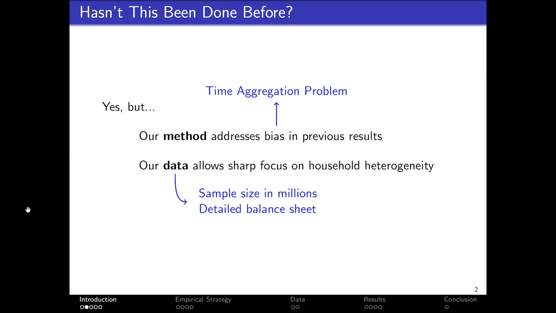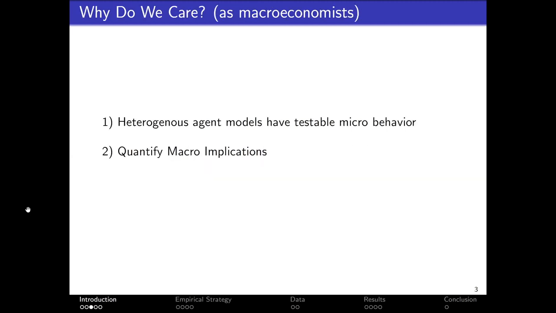so we have panel data from Denmark, which basically covers the entire Danish population. So we have a sample size of millions rather than a few thousand. That allows us to really dig down into the heterogeneity of these consumption responses, which has been very difficult to do with the types of survey data sets that have historically been used for this type of thing. So why do we care about this?